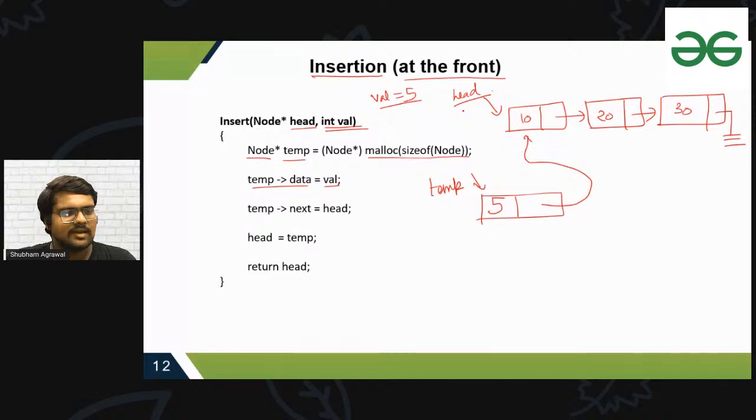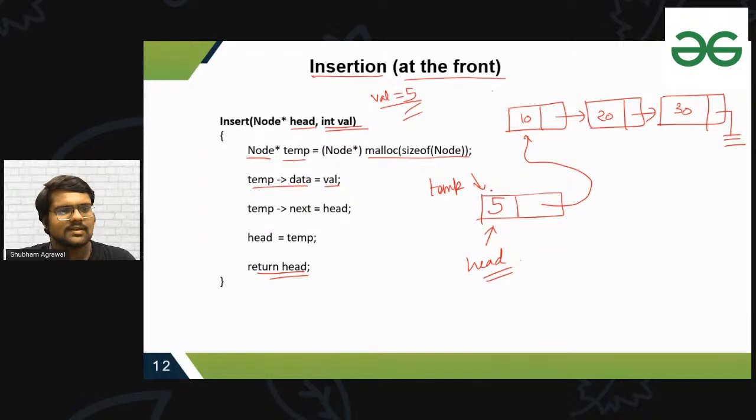Okay. And then return this head. So now our head is pointing to 5 and we have inserted this value 5 at the beginning of the linked list. So we have 5, 10, 20, 30. So we have inserted this node at the beginning. So this is the simple algo for doing that.